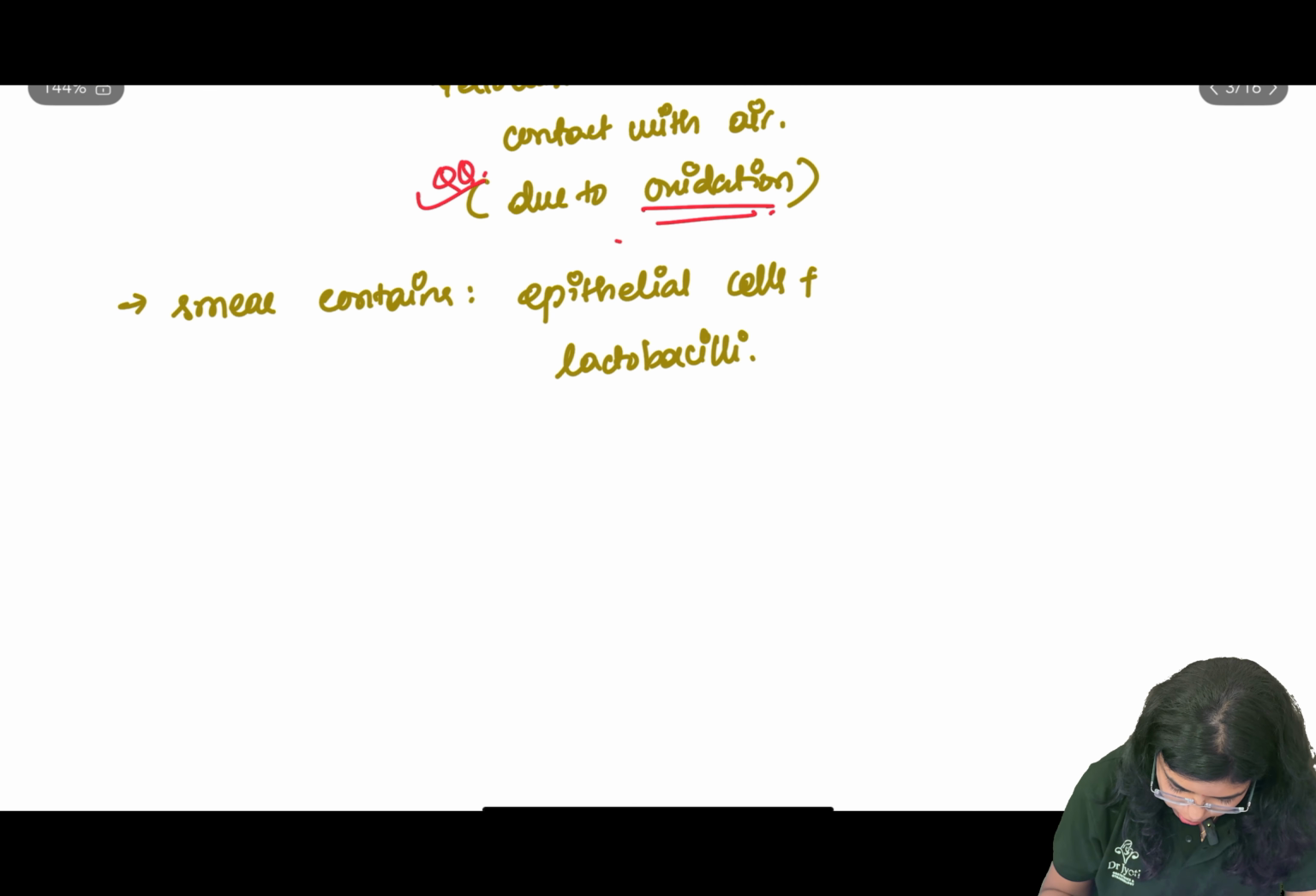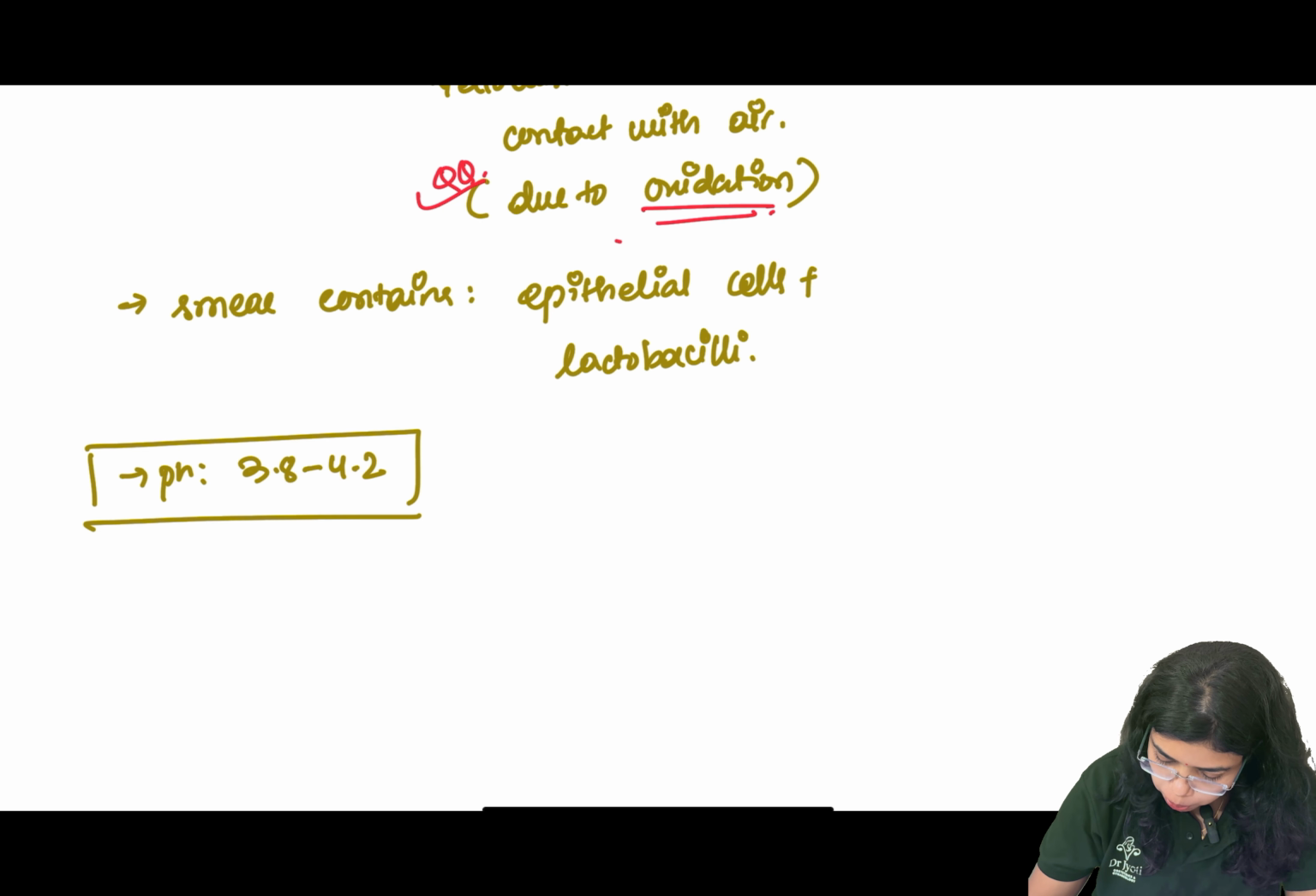Okay, and the pH is acidic. I've told you what is the normal pH, 3.8 to 4.2. It is the normal pH, and this is very, very important. We have to remember this, what is the normal pH of the vagina.